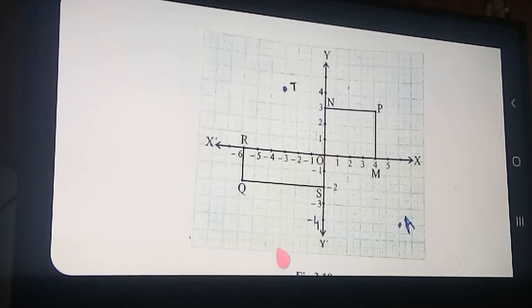Hello students, today we will learn how to find out the coordinates of a point.